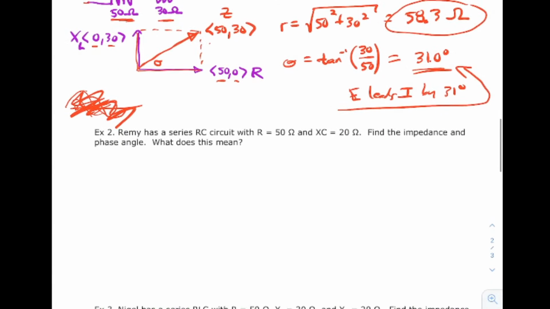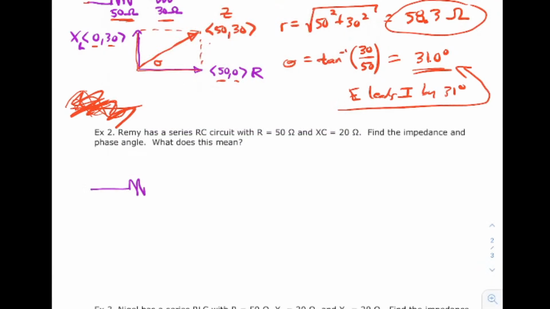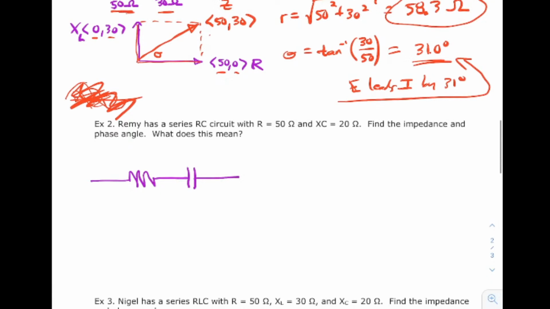Let's see. Example 2, series RC circuit. Okay, starting fresh, except this time it's not a coil, it's a capacitor. Resistance is 50 ohms. Capacitor, X sub C, 20 ohms. Find the impedance and phase angle. What does this mean?